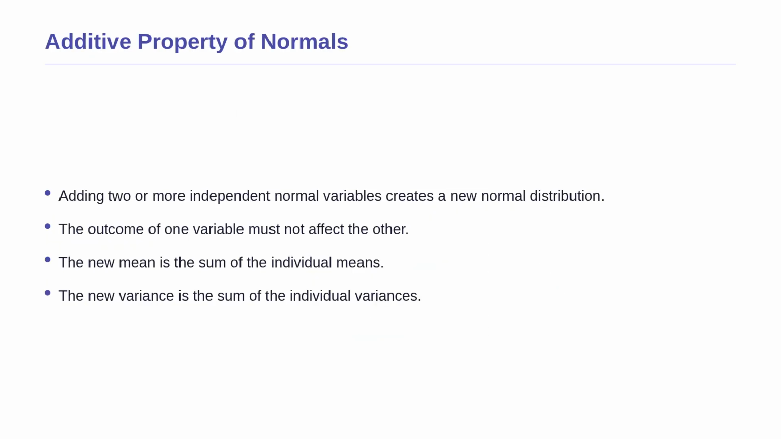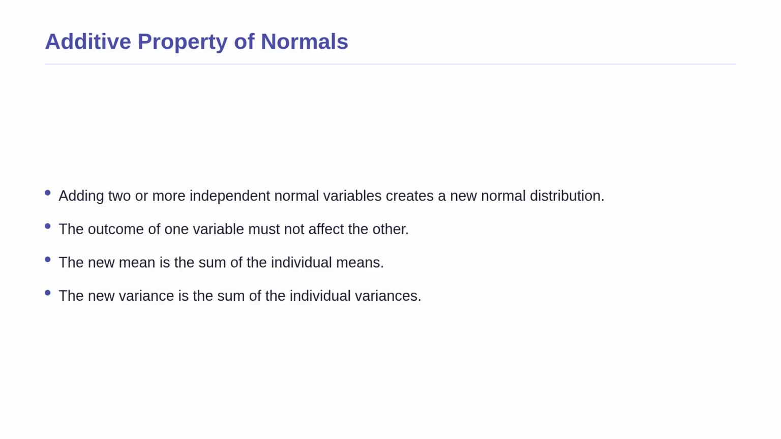Another incredibly useful feature of the normal distribution is the additive property of independent normals. This property states that if you take 2 or more independent variables that are normally distributed and add them together, their sum will also be a perfectly normal distribution. Independence is key here. The outcome of one must not affect the outcome of the other. This property is very special as it is not true for most other shapes of data.